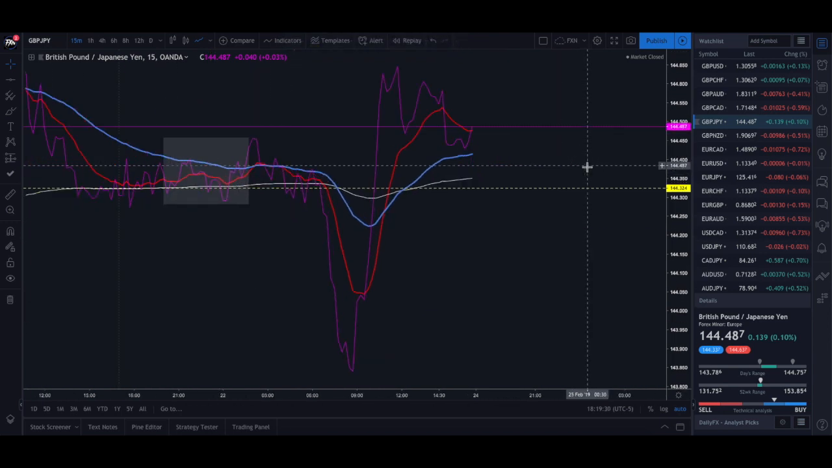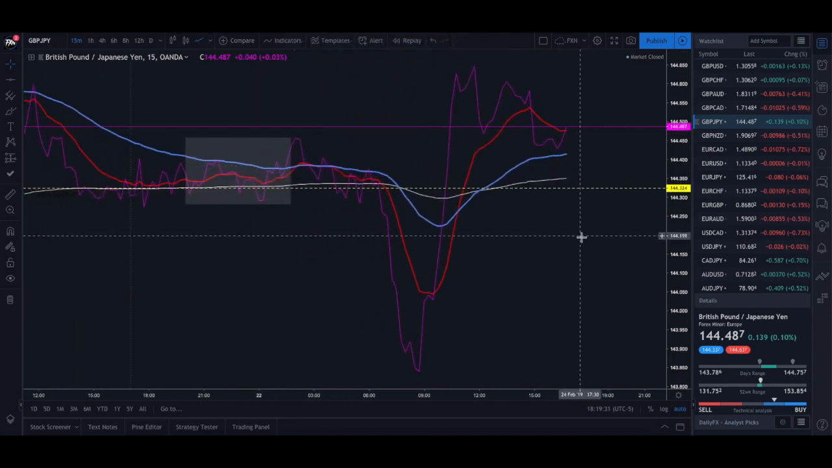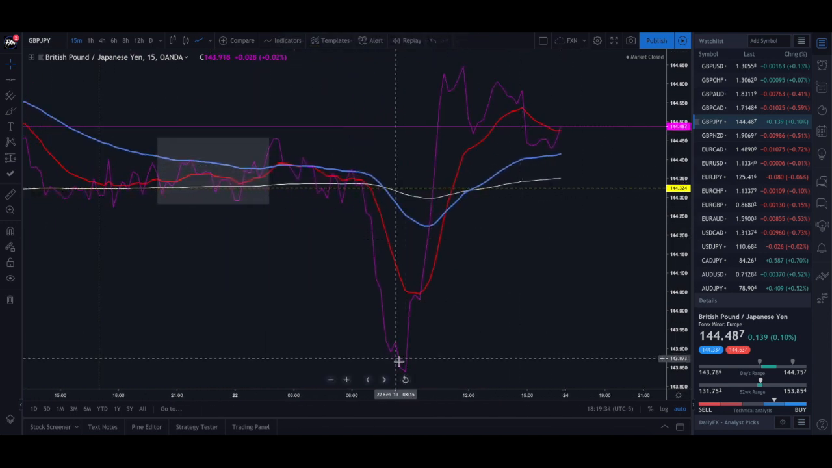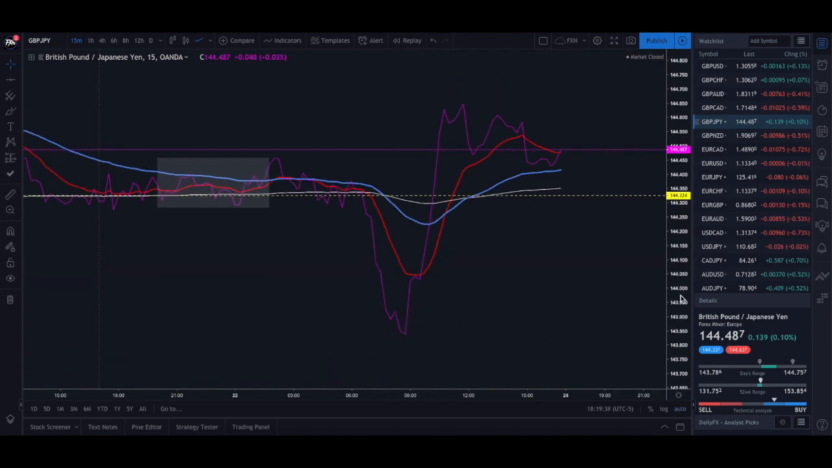Pound JPY. What do we have here? Right at 8:45, close to the US Open. They did nothing through London. A big clue of why they didn't do anything through London is just look at the EMAs. They're all sideways. They're all flat.